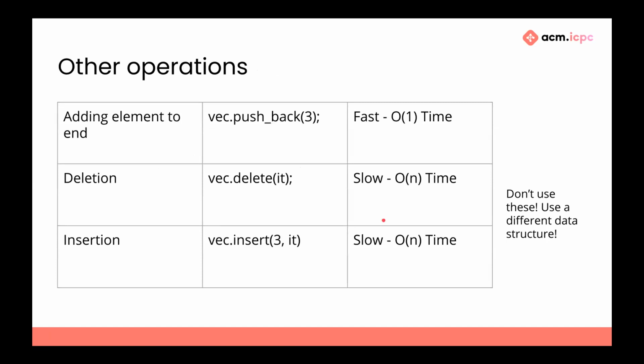Some other operations you can do with vectors are deleting or inserting. But in general, you want to avoid using these functions. The reason is that since the elements in a vector are stored contiguously, if you try to delete something in the middle, in order to keep the elements of the vector one after another, you would have to shift parts of the array back or forward in insertion or deletion. So in general, you want to avoid using them.